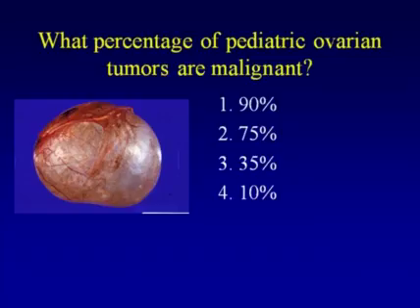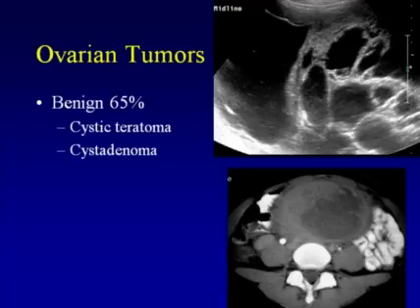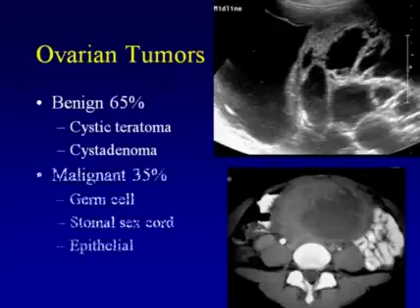So I have a question. What percentage of pediatric ovarian tumors are malignant? It turns out it's 35%. The most common are the benign cystic teratomas or cystadenomas. And the malignant 35% include germ cell, stromal sex cord, and epithelial tumors.